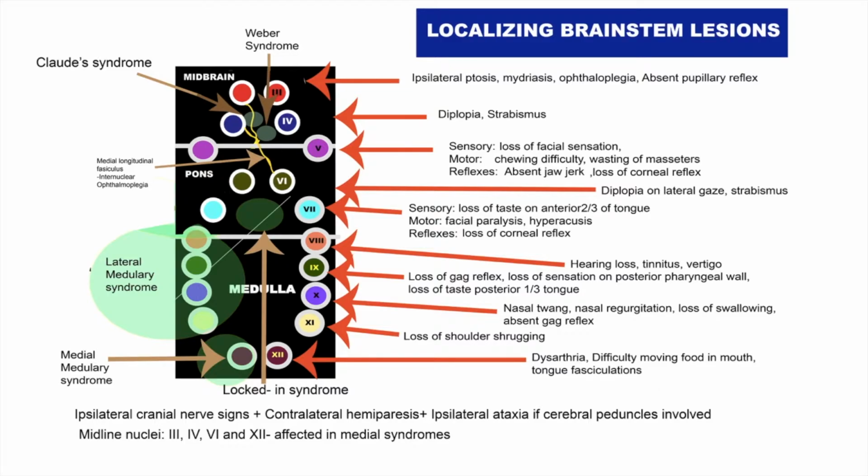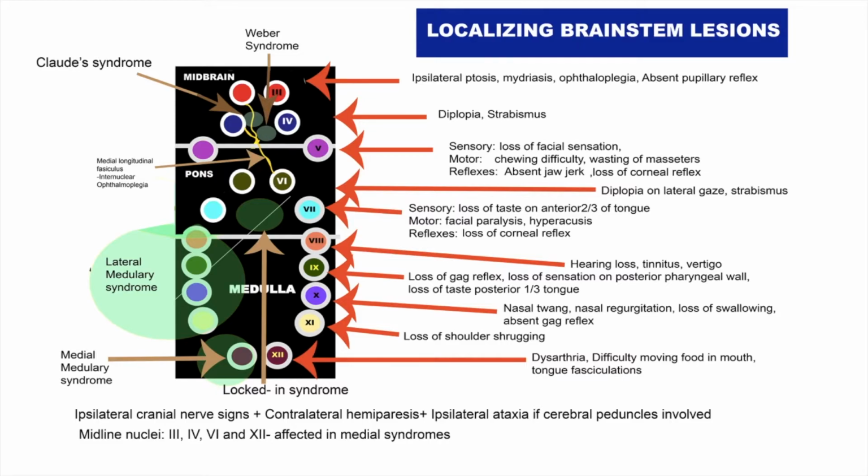If the sixth nerve nucleus is affected, there would be diplopia on lateral gaze and a strabismus. If the seventh nucleus is affected, there would be loss of taste on the anterior two-thirds of the tongue, facial paralysis, and hyperacusis, and there would be a loss of corneal reflex. If the eighth nucleus is affected, there would be hearing loss, tinnitus, and vertigo.